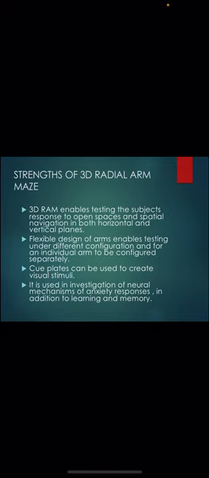What are the strengths of the radial arm maze? The 3D radial arm maze enables testing the subject responses to open spaces and spatial navigation in both horizontal and vertical plane. The flexible design of arms enables testing under different configurations and for an individual arm to be configured separately. There are small cube plates that are used to create the visual stimuli. It is used in investigation of neural mechanisms of anxiety responses in addition to learning and memory.